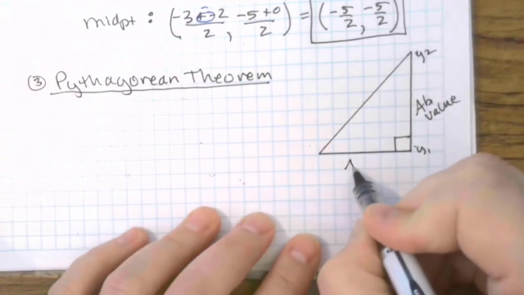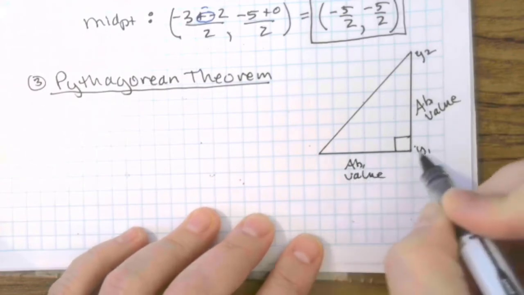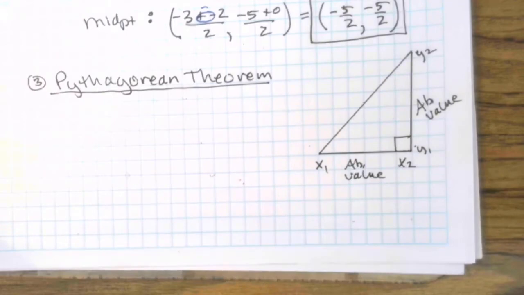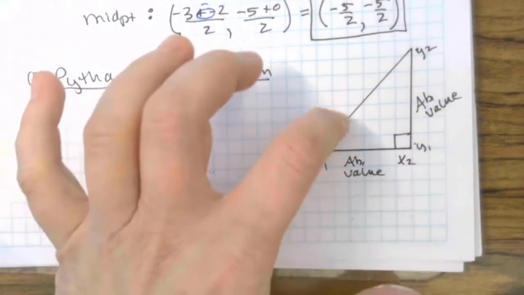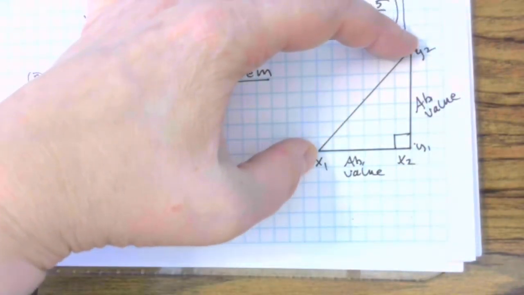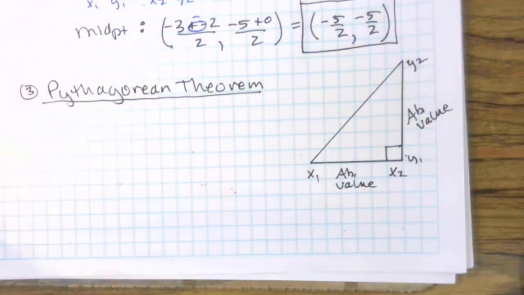Same thing here. You can use your absolute value formula and find the difference in the x's. So those two sides are pretty easy to find lengthwise in a coordinate plane. What's difficult is to find the length of this one. This one you can't use the absolute value formula. You have to have Pythagorean theorem.